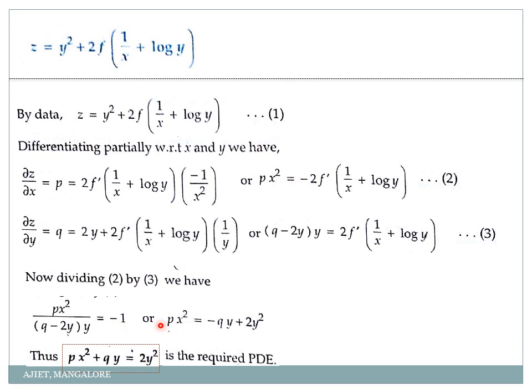So px square is equal to, if I take this term to the other side, minus qy plus 2y square. I have multiplied term-wise also. So I get px square plus qy is equal to 2y square, which is the required PDE. That's it. Whether you equate it to 0 or keep something on the other side, no one will ask you. I am telling you again and again, if you eliminate the function, that is more than enough.